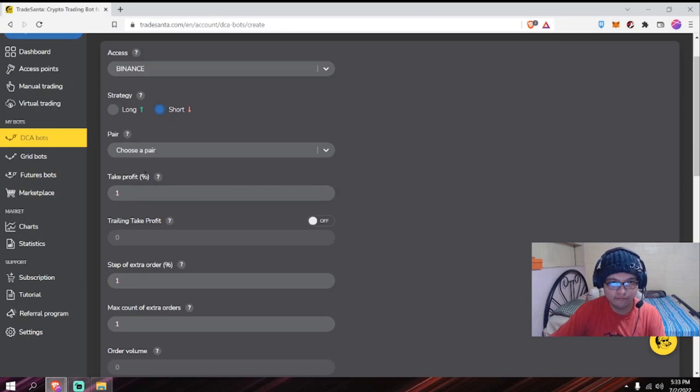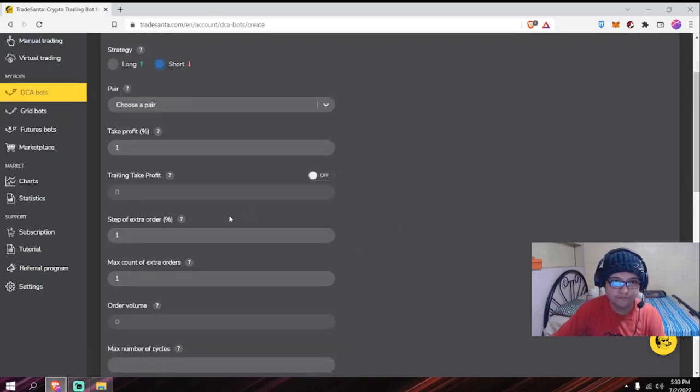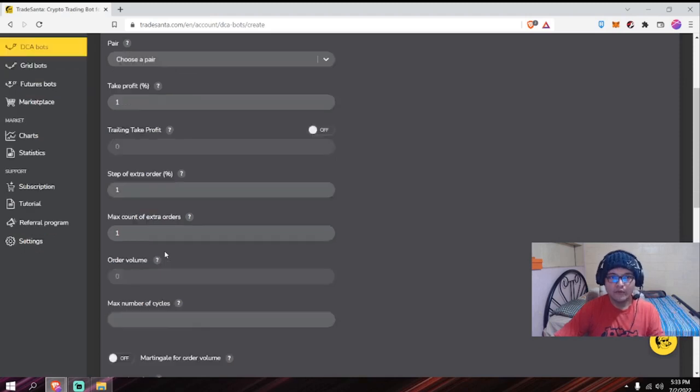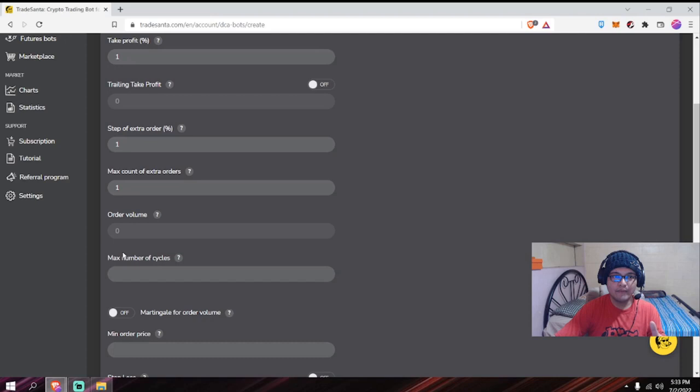You get your take profit percent. You can set it to whatever you want. You have the trailing take profit. You have step of extra order, which means how much drawdown you would accept in percentages before it opens another trade. You have max count of extra orders, which gives you the option of how many extra orders to open for that certain coin you're trading. Your order volume, max number of cycles, how many times it executes the bot.